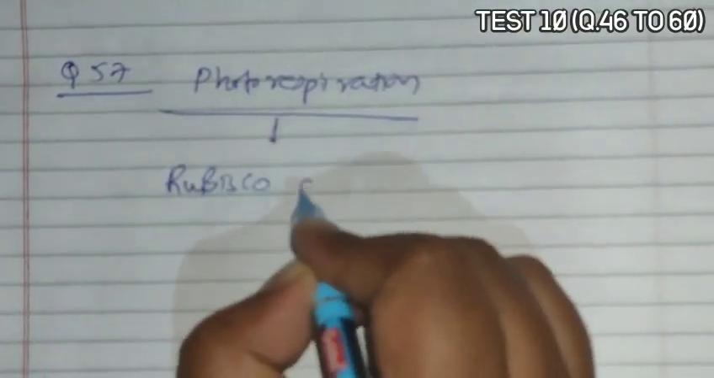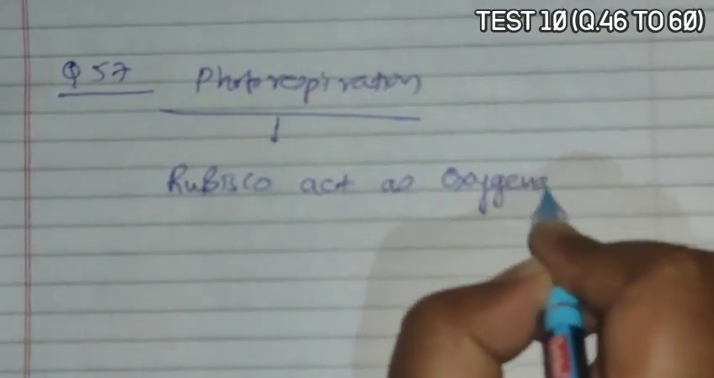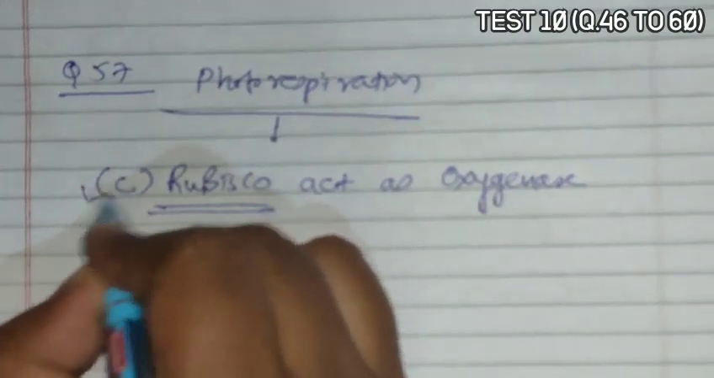Next is question 57. Question 57 asks that photorespiration is catalyzed by. Now photorespiration occurs when Rubisco acts as oxygenase. So this is catalyzed by Rubisco. So C becomes the correct answer.